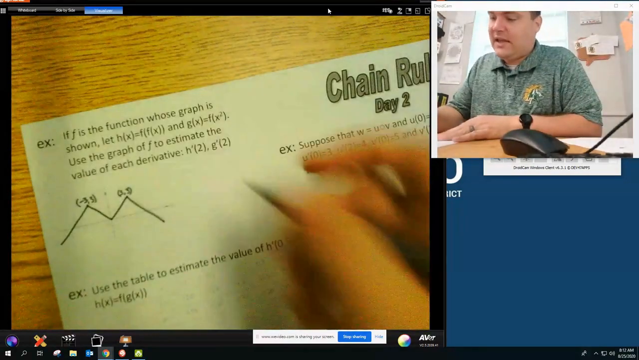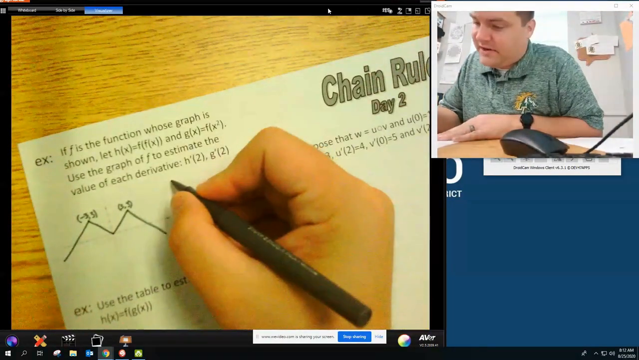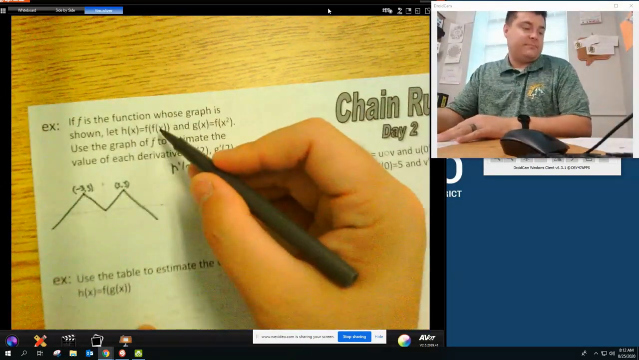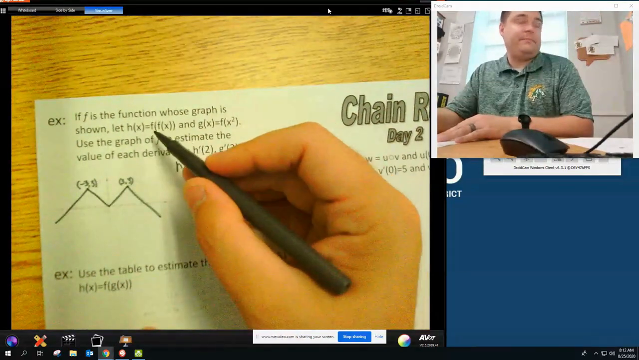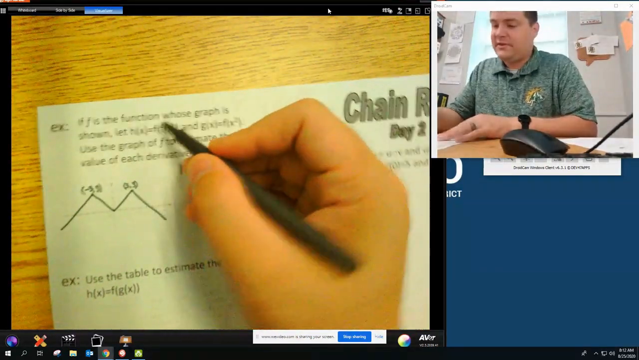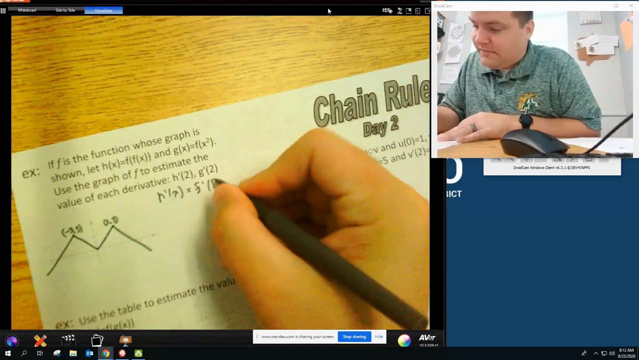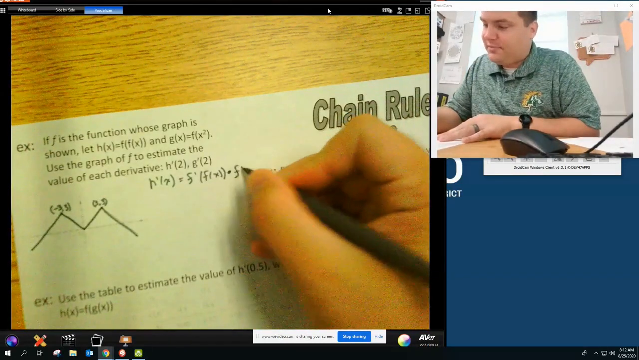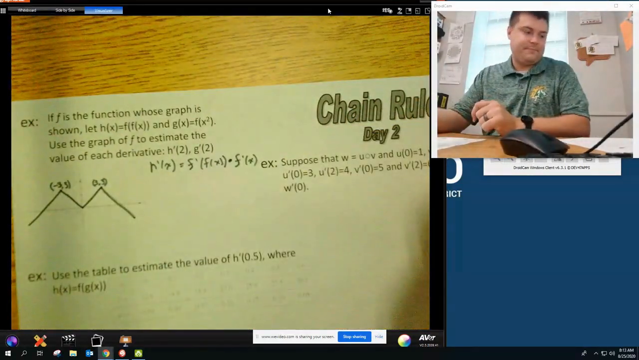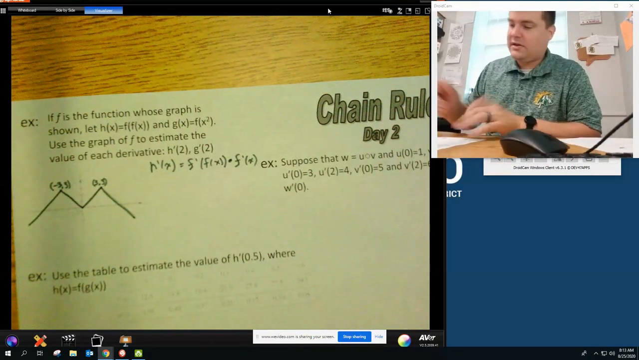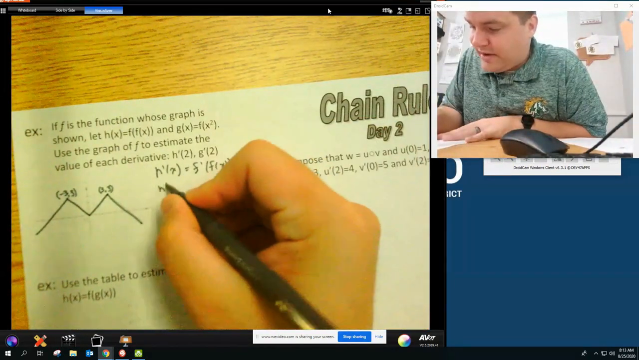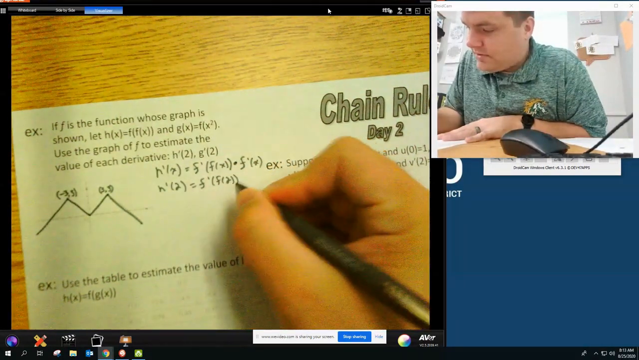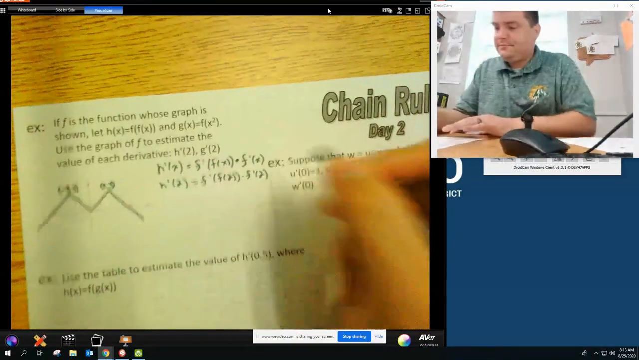So we need to find h'(2). First off, we need to find h'(x). So we have a function inside of a function here. The outer function is this first f, so we're going to find the derivative of that. So it's just going to be f prime, leave the inside alone, times the derivative of the inside, which is just going to be f prime. So at this point, it's all notation. And then we're going to plug in a 2 now. So h'(2) is going to be f'(f(2)) times f'(2).